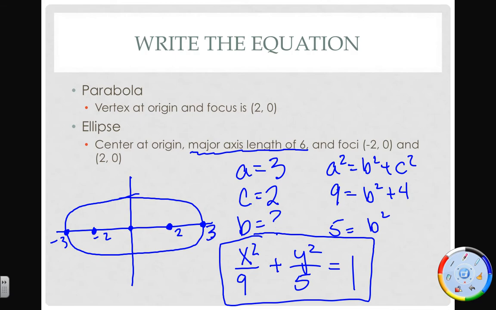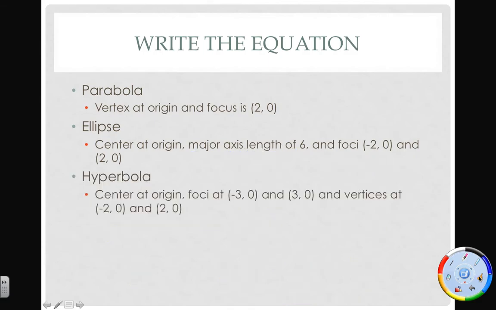You could actually go on to Desmos, and you can graph these things on Desmos. I didn't mention that for parabolas, but you can graph sideways parabolas on Desmos. You can graph ellipses on Desmos, and you can graph hyperbolas on Desmos. And speaking of hyperbolas, let's look at an example for this.